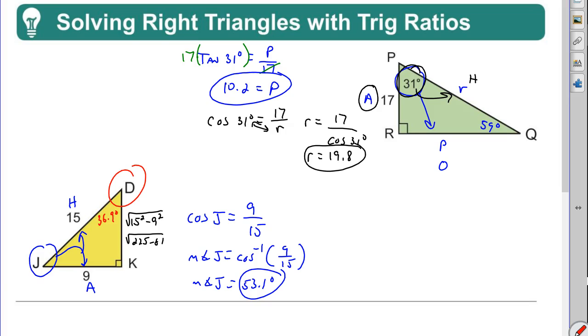So it's going to be one of those two situations. They're either going to give you an angle and one of the sides, like we did in the green triangle, or they're going to give you two of the sides, like we did in the yellow triangle, and you'll go from there. All right, solve.